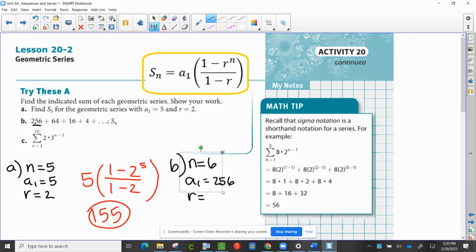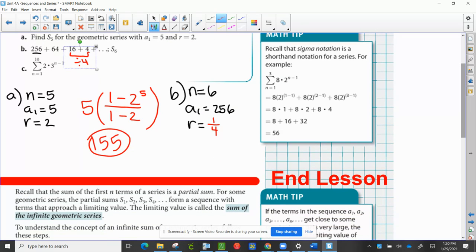So to go from 256, 64, 16, 4, maybe I'll look at these two values because I don't need a calculator for those. As you can see, we're dividing by 4, right? Remember, anytime we're dividing, our ratio is a fraction. So our ratio here is 1/4. So let's plug it into our formula.